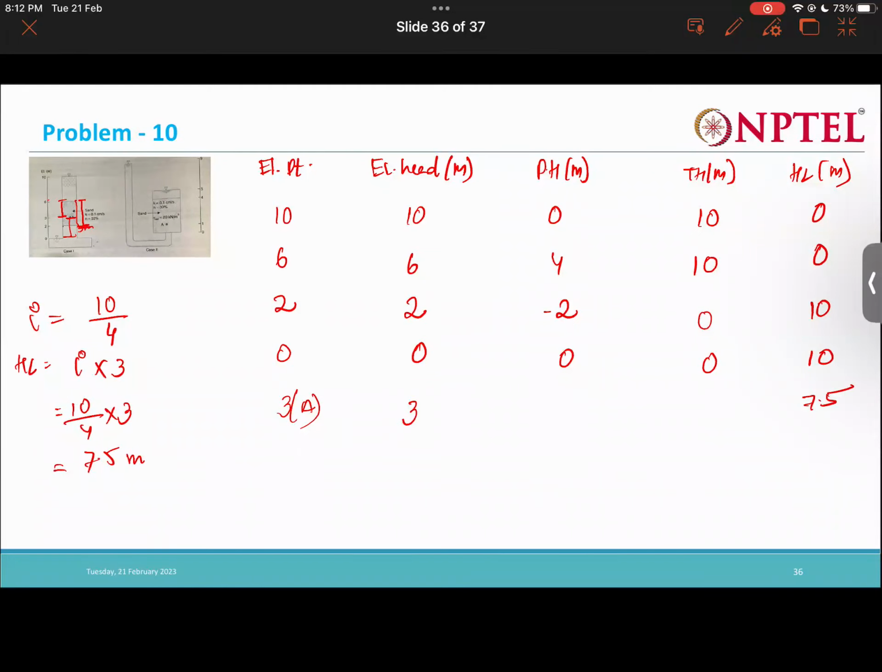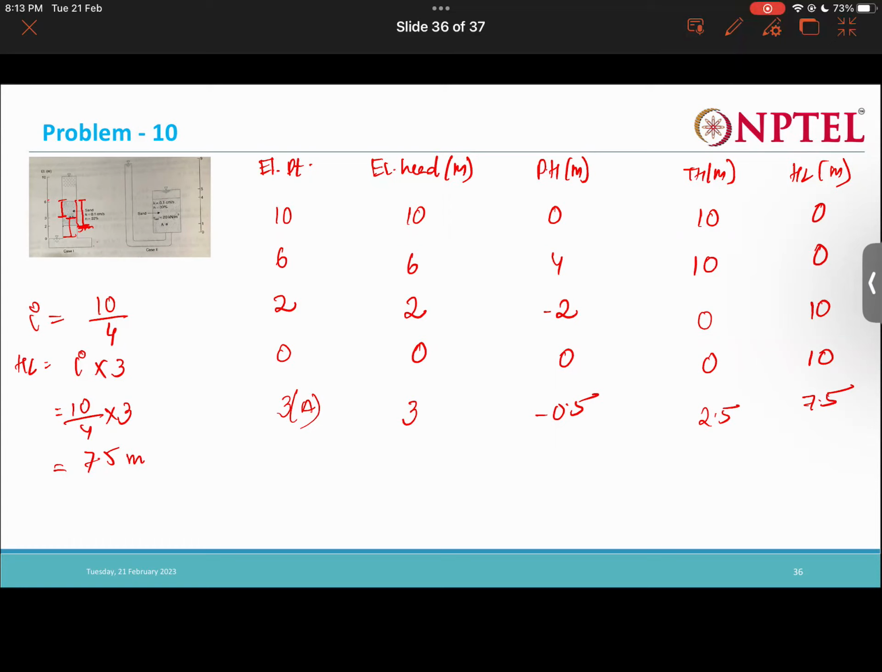So what should be my total head? Total head should be 2.5, obviously. 10 minus 7.5, 2.5. So what should be my pressure head here? Minus 0.5. So like this, for all the points we filled up this table.